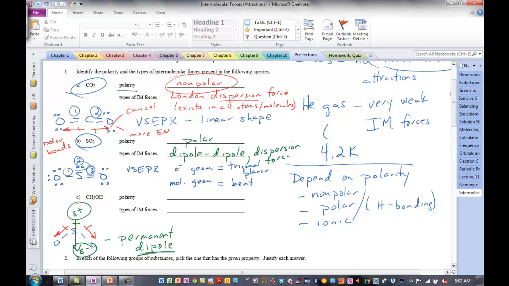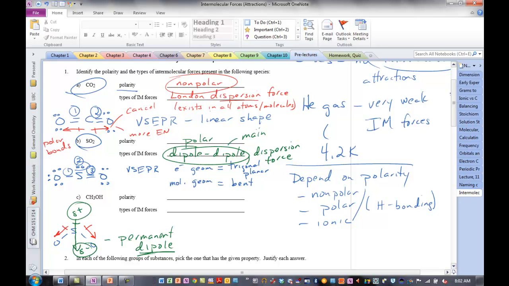We have both dipole-dipole and dispersion force, but we're going to say dispersion is the main attractive force, particularly for small molecules. And we're going to focus on small molecules. We're not going to go to big molecules. As I said before, as the molecule gets larger and larger, dispersion force attractions get stronger and stronger, so that will come into play for larger molecules.